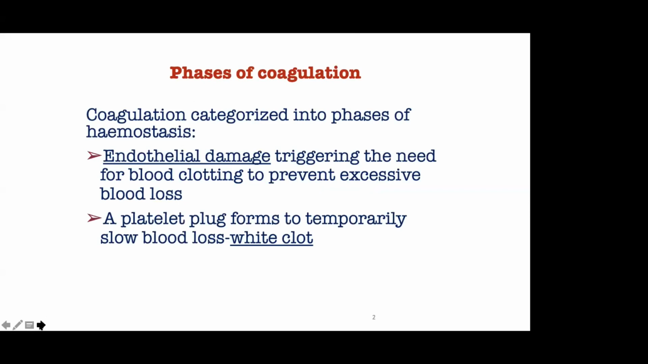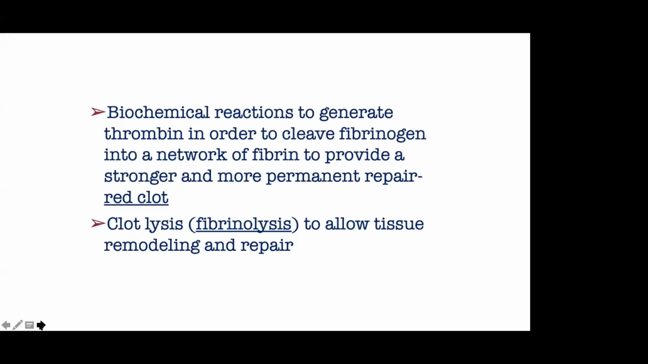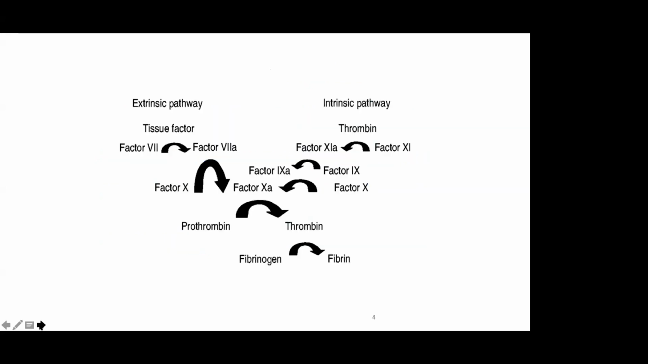Okay, we should know the phases of coagulation. That is, coagulation is categorized into phases of hemostasis: endothelial damage triggers the need for blood clotting to prevent excessive blood loss, and a platelet plug forms to temporarily slow the bleeding, known as the white clot. Then a biochemical reaction generates thrombin to cleave fibrinogen into a fibrin network, providing a stronger and more permanent repair, known as the red clot. Once this red clot is formed, clot lysis occurs, known as fibrinolysis.